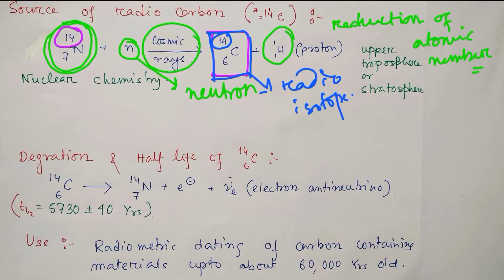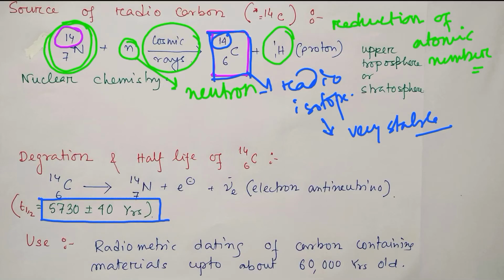Okay, and the question is, since it's a radioisotope, means it's not very stable, but I will not say it is very unstable also. It has a significant half-life, around 5730 plus minus 40. It's significantly higher. Okay, so it is unstable, and how does it degrade? It degrades by production of again nitrogen 14 along with an electron and neutrino.